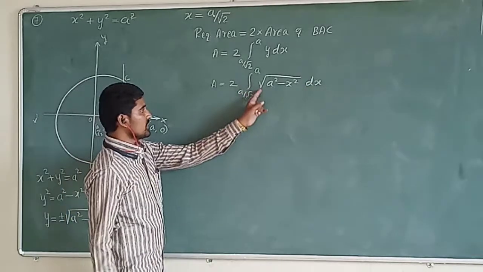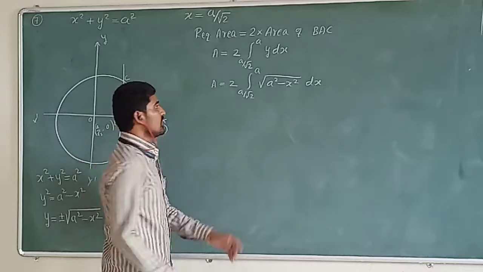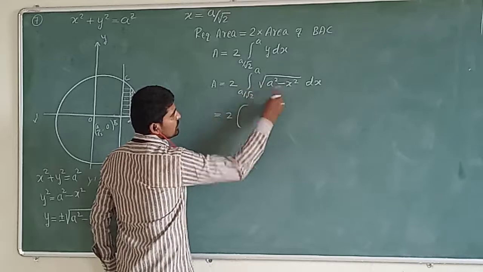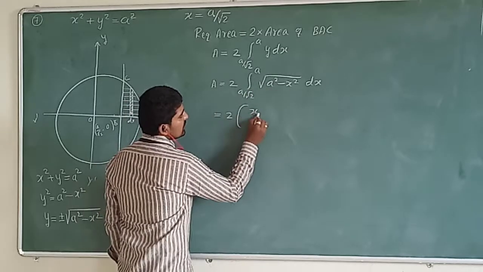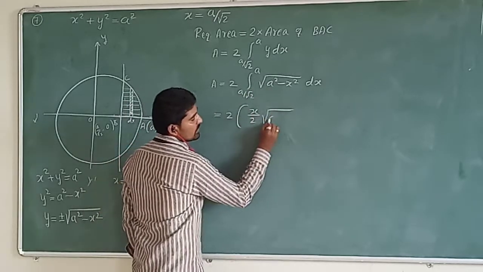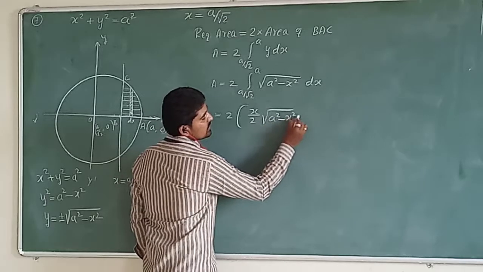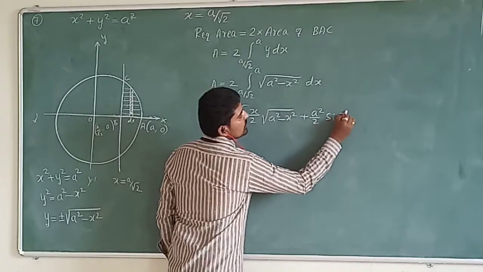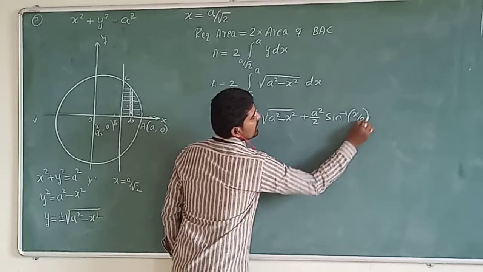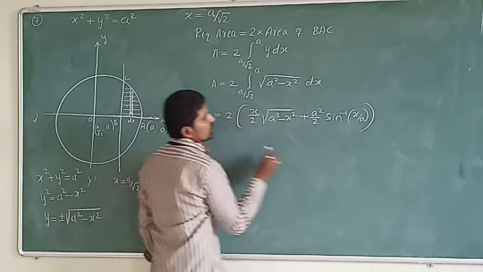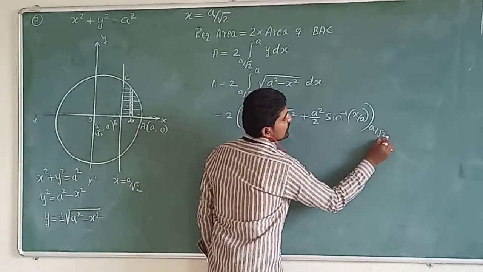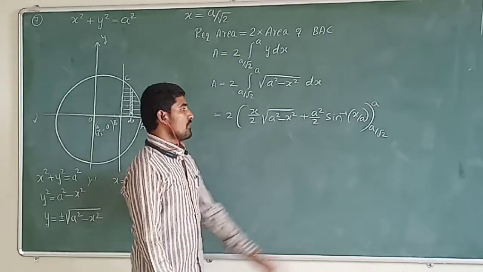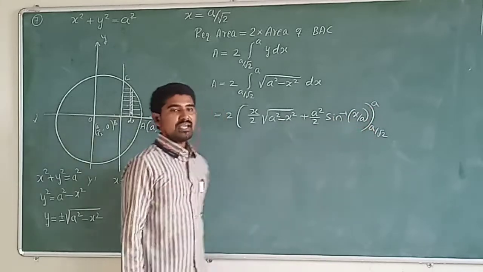Now the integration of square root of a square minus x square is a standard formula. Just apply the formula: the integration of square root of a square minus x square is equal to x by 2 into square root of a square minus x square plus a square by 2 into sin inverse of x by a, over the limits a by root 2 to a. Now apply upper limit minus lower limit. Upper limit is a, lower limit is a by root 2.